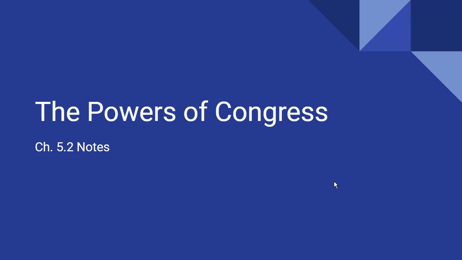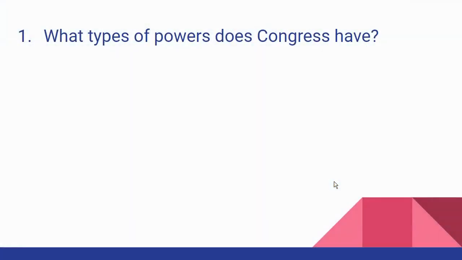Okay, so let's begin. The first question we want to consider today is, what types of power does Congress have? There are three types of powers. They have expressed powers, implied powers, and inherent powers. Now, expressed powers are powers that are specifically stated in the Constitution. That's one of your vocabulary words, so you should make sure you know that.